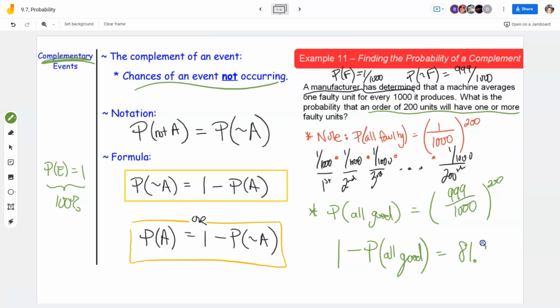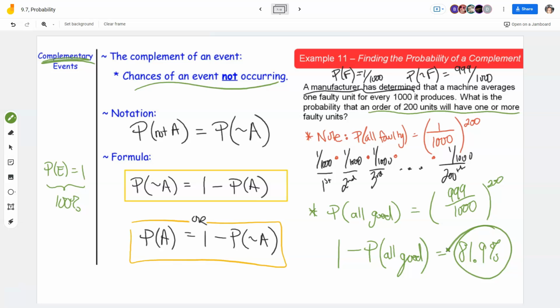81 point. Is it still not too bad? Oh, dang. It's not too bad, but then again, not as high as I thought it would have been. Muy interesante. Maybe we'll talk next time as you guys are asking WebAssign questions how hard it would have been to count it up the normal way. But that complement can save you, oh my goodness, from counting up 1 to 200 faulty units.